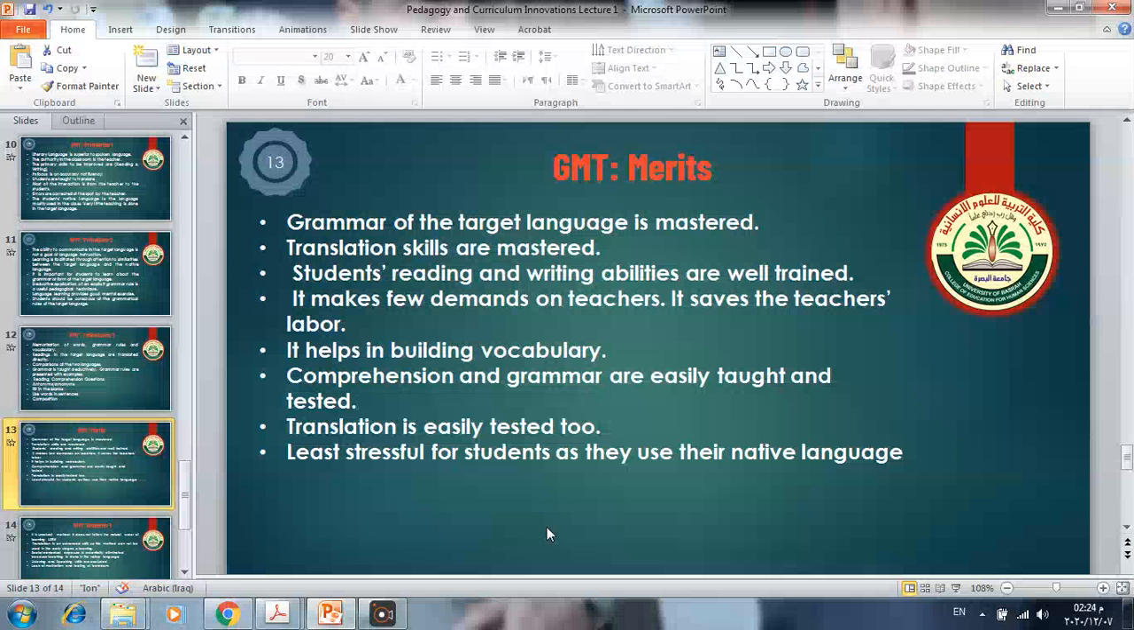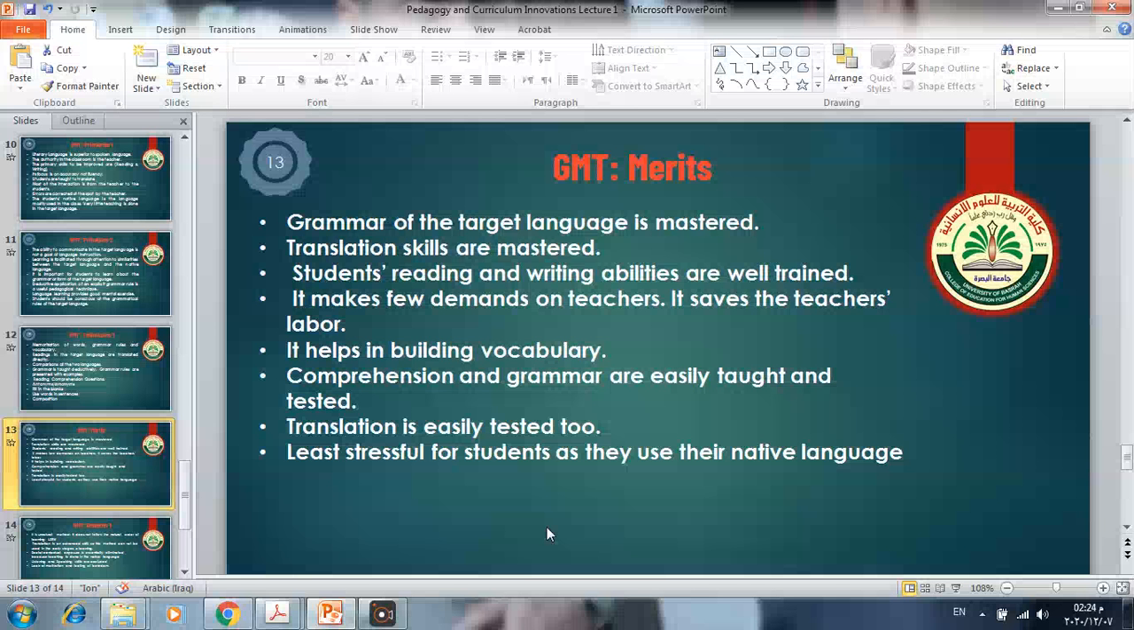Grammar of the target language is mastered. Since they are introduced to the grammar and rules of grammar, the students who study the language according to the grammar translation method will be able to master the language. And they also will be able to master the translation skills. The reading abilities and writing abilities of the students are well trained because they concentrate on the two skills of reading and writing.